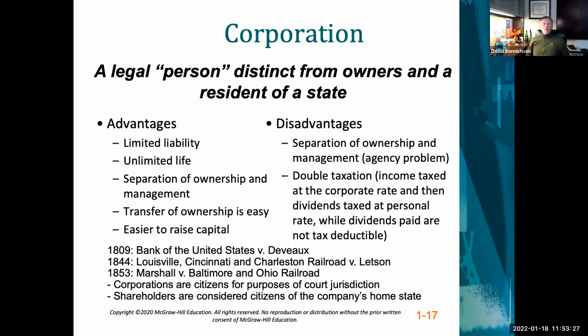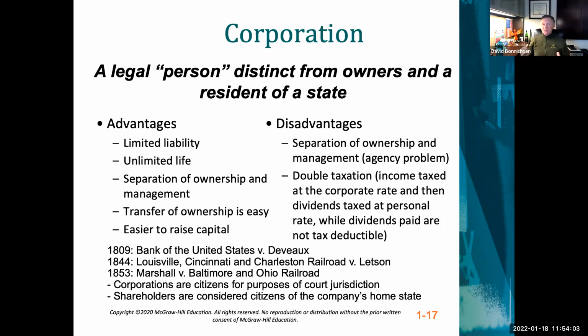Okay, corporations. All right. Corporations are interesting, right? There's a couple of Supreme Court cases there at the bottom, starting back in 1809 and finally getting into 1853 with Marshall versus B&O Railroad, where the Supreme Court has said and has provided corporations with this person distinction. Corporations are people, okay, which means they can be sued, all right, for the purposes of court jurisdiction, right?